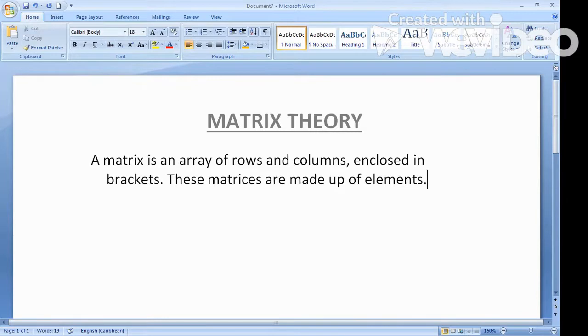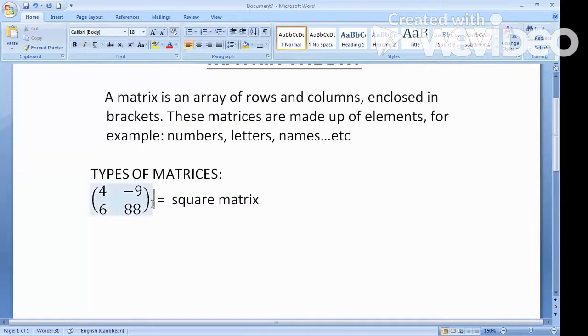All right. For example, you could have numbers, letters, names, etc. So inside the brackets, we have what? Numbers, letters, names, etc. This will explain to you why it's called a super matrix.